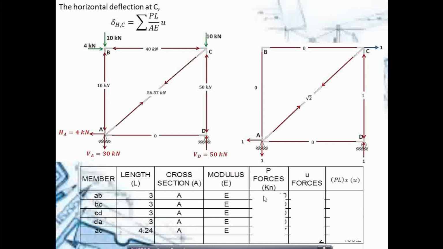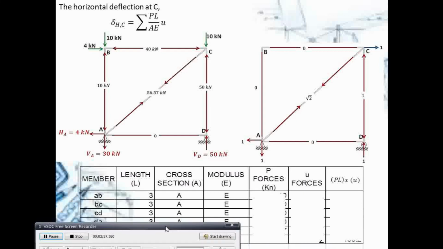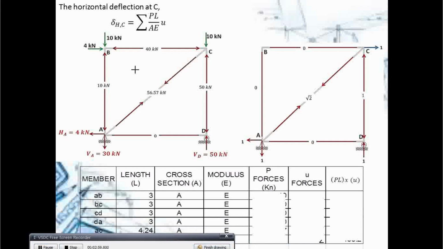Next column is the P. Ano tong P na ito? This P, yung P na yan yung mga values dito sa may portion na to. Paano natin ulit nakuha itong mga 50, 56.57, 40, and 10? Diba these were solved using the external loads. So kapag yung P, ang gagamitin natin dito yung values ng internal forces using the applied loads.